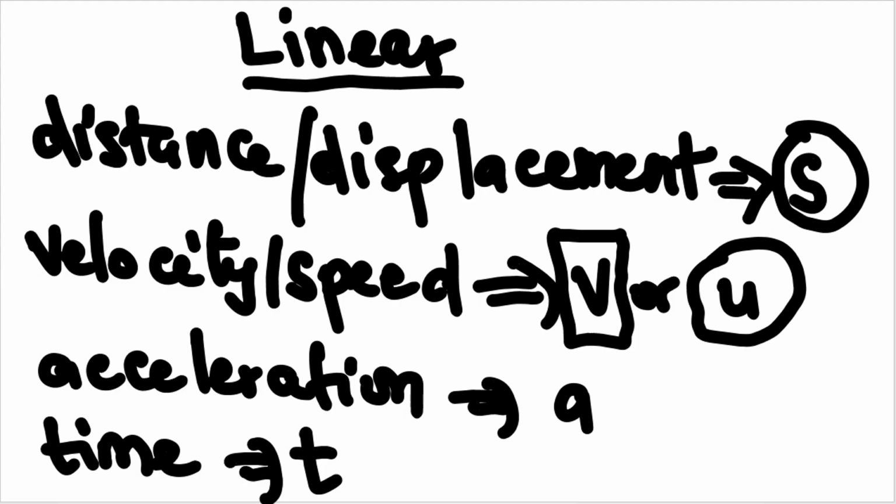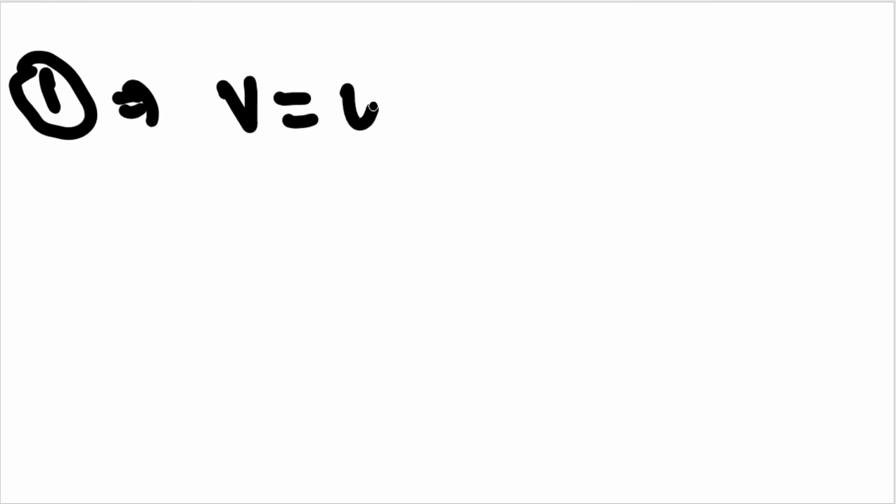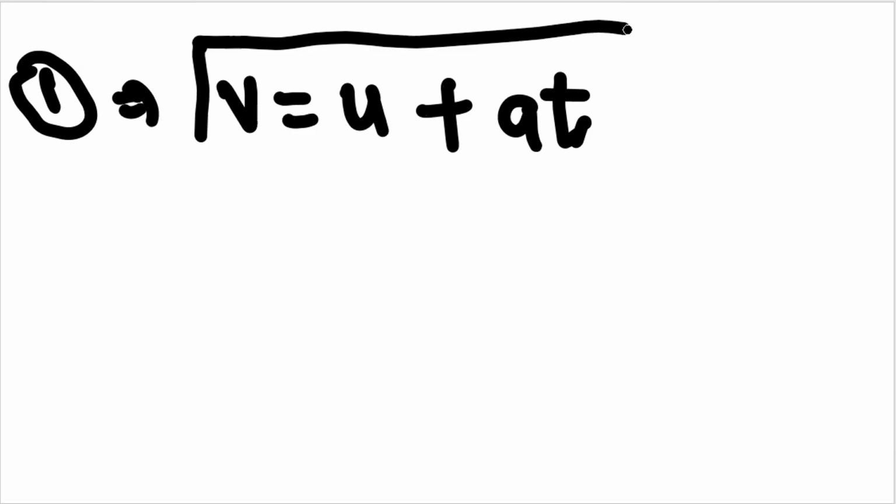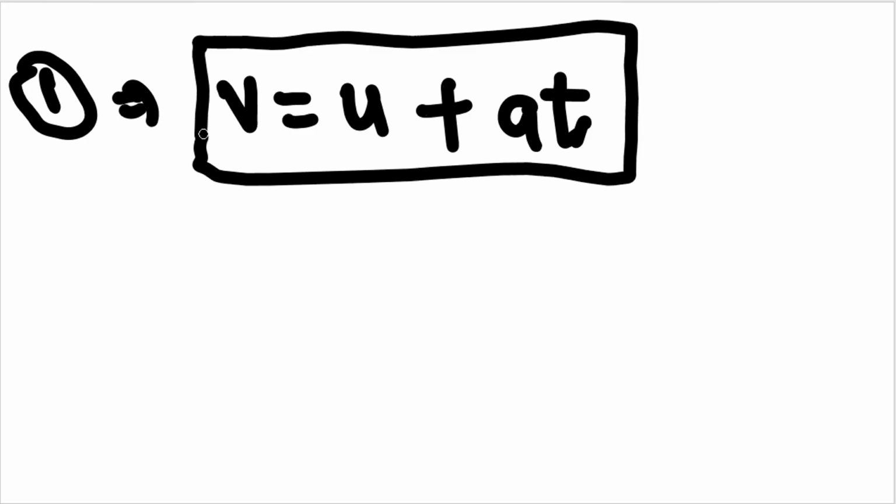The very first equation of motion, equation one, is this relationship: V equals U plus AT. This is the first equation of motion, where V is the final velocity, as I said, U is the initial velocity, A is acceleration, and T is time.